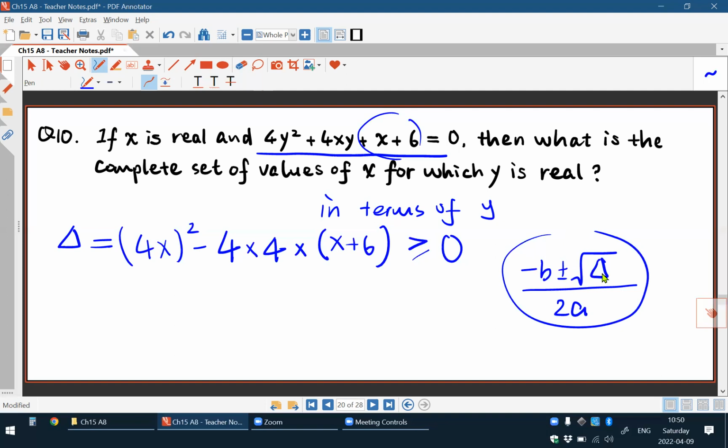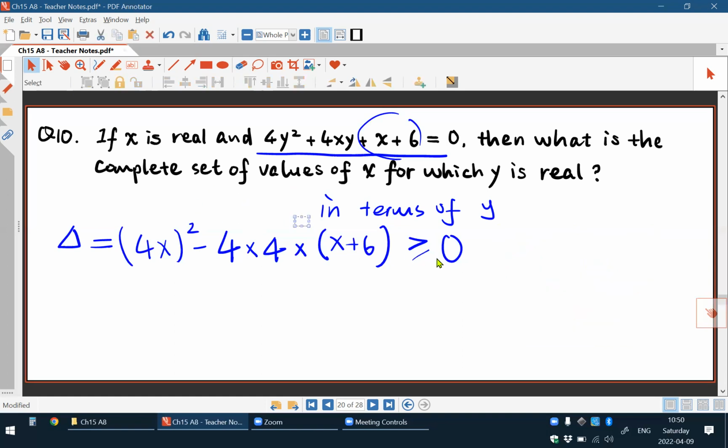Otherwise, you will have a negative number under a square root sign that will give you complex and imaginary roots, right? Okay, so as long as this number is greater than or equal to 0, you will get real roots. So this is actually an inequality in terms of x. So that means it's possible to solve this.